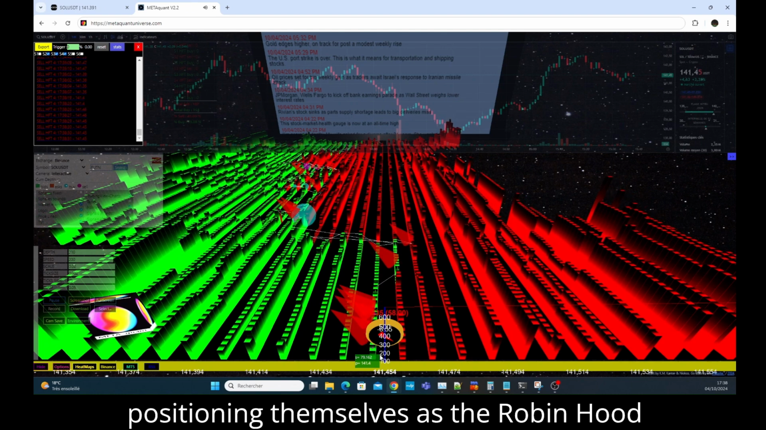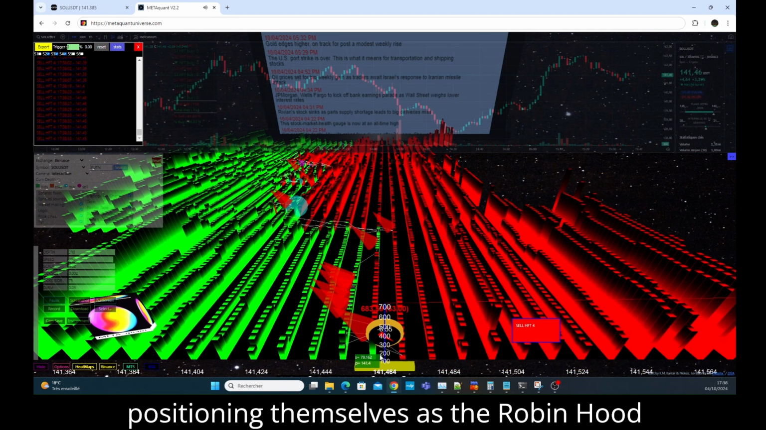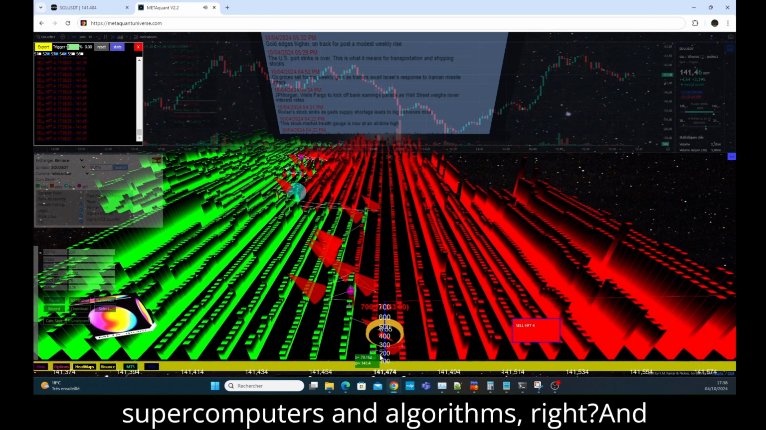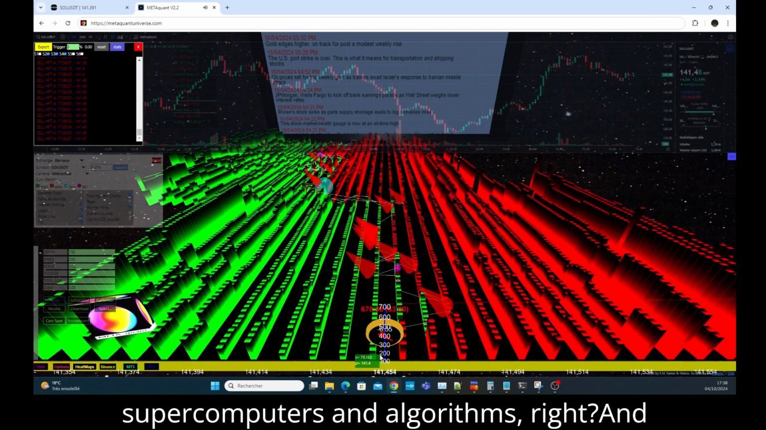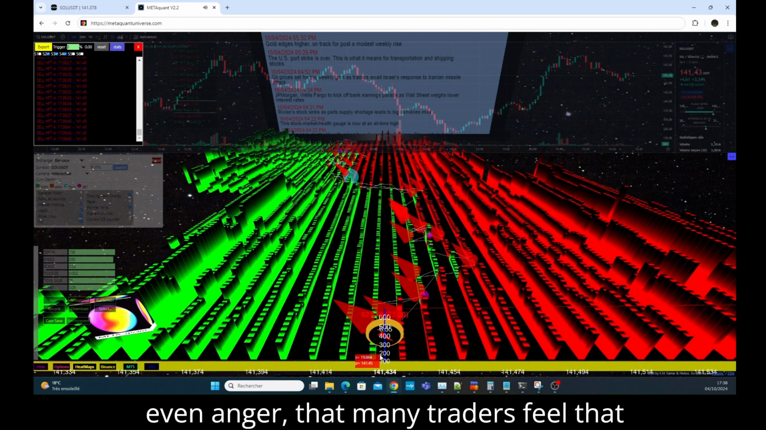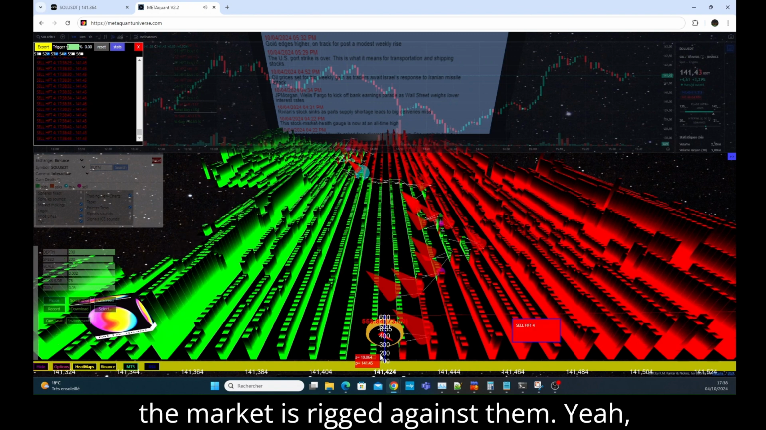It sounds like they're almost positioning themselves as the Robin Hood of the trading world, taking on these Wall Street titans with their supercomputers and algorithms. Right, and that taps into a very real anxiety, even anger, that many traders feel, that the market is rigged against them.